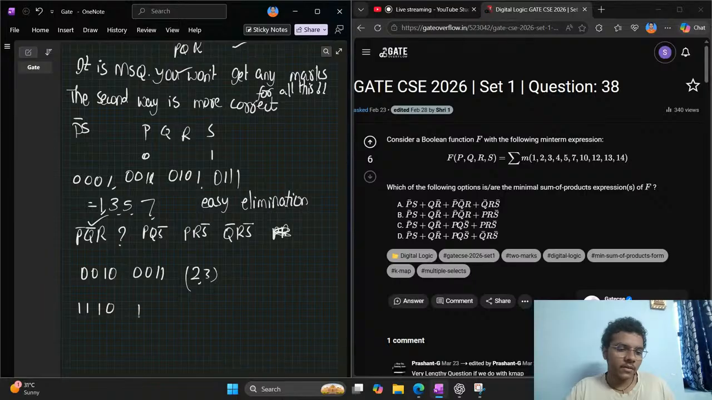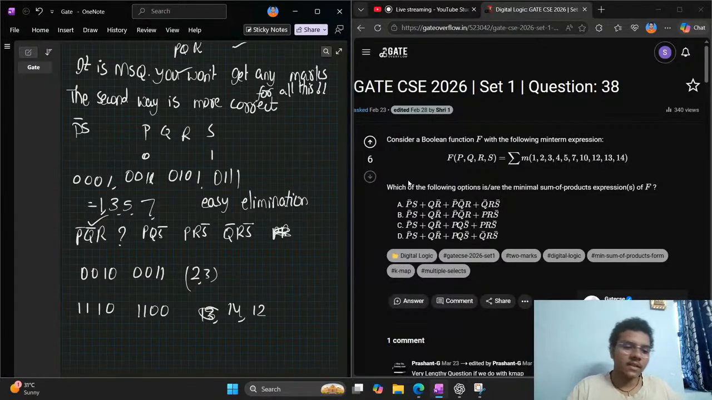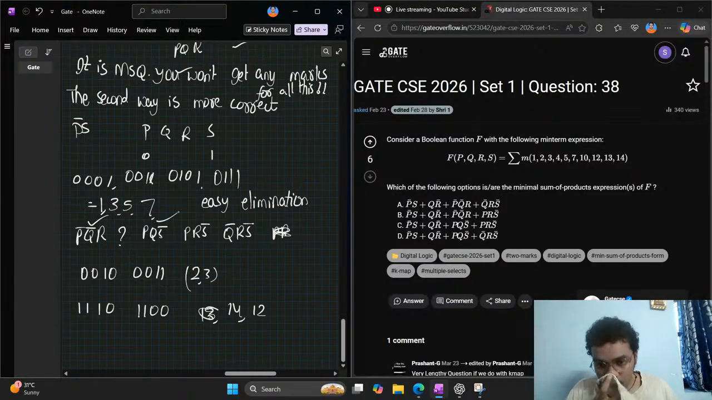So this one and this one. So that is 8, 4, 12, 13. 8 plus 4 is 12, 12 plus 2 is 14, sorry. Are both these present? 14 and 12, both of these are present. So P, Q, S bar is also present.